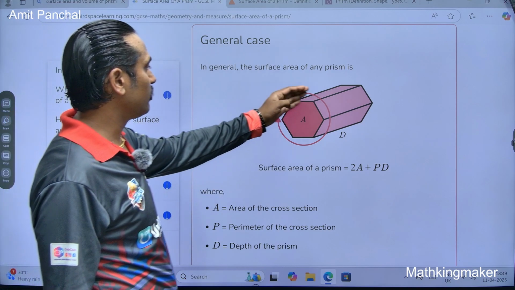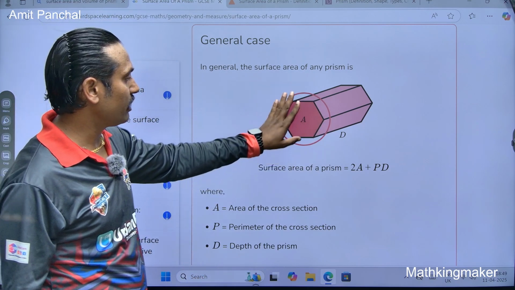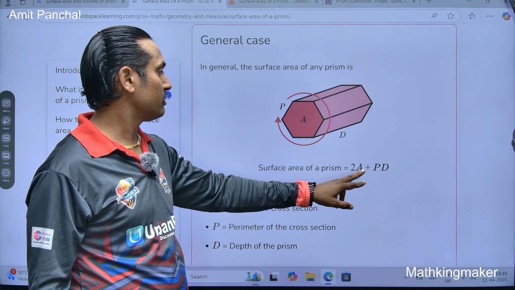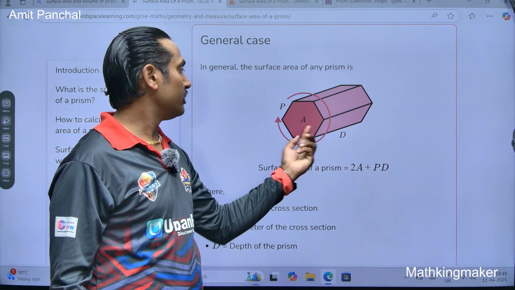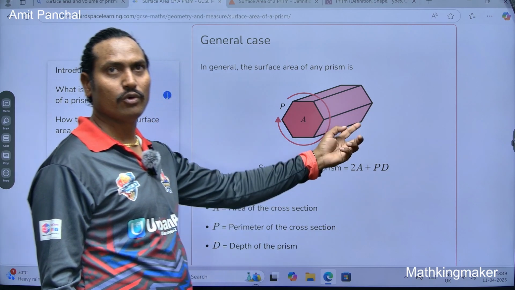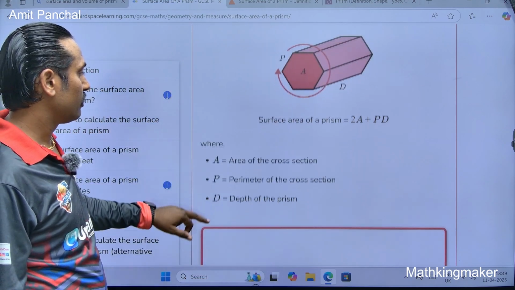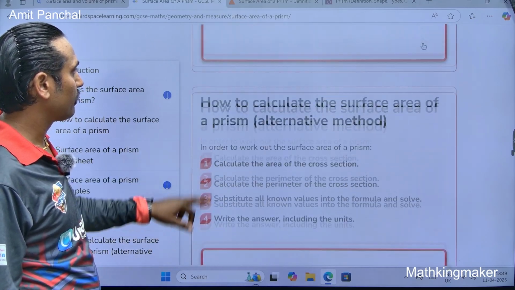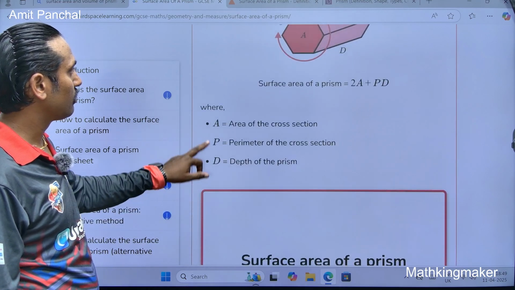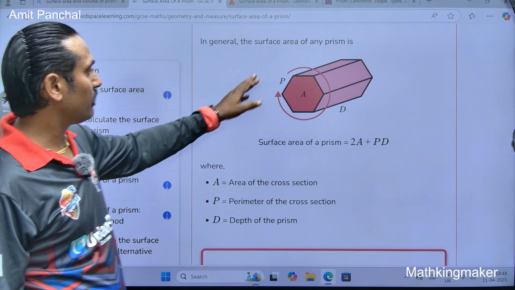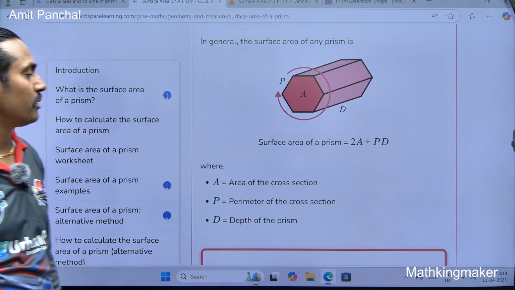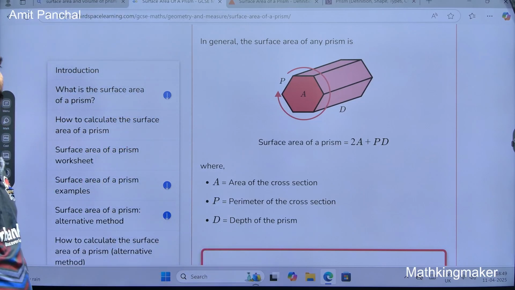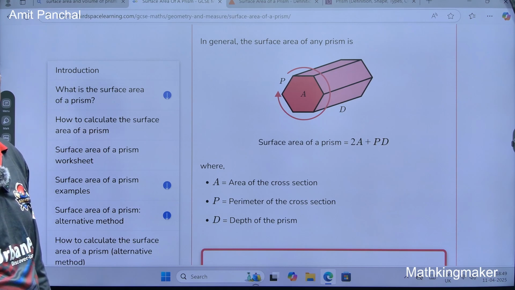So here you can have this type of prism. The area of base, just make it twice, perimeter of the base into this depth, or you can say it's a height of prism. This is a regular pentagon. Okay, so how do you find the area of that?